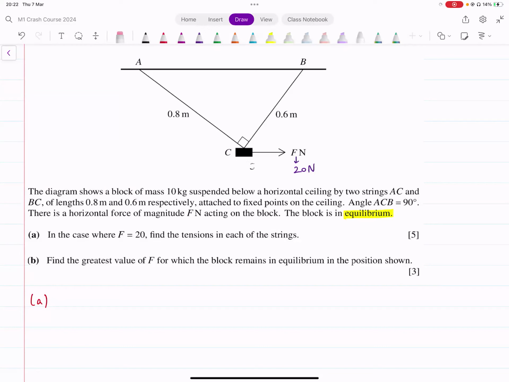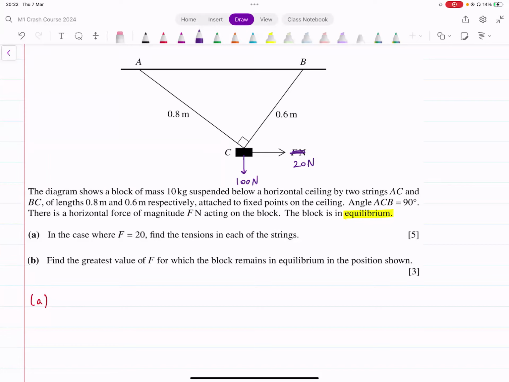The mass is 10 kilograms. What about the weight of the block? It's going to be 100 Newton acting in the downward direction. That's the weight of the block. Then you have this force acting towards the right side. That's already mentioned there, 20 Newton. That's the force F. Instead of F, you can write 20 there.